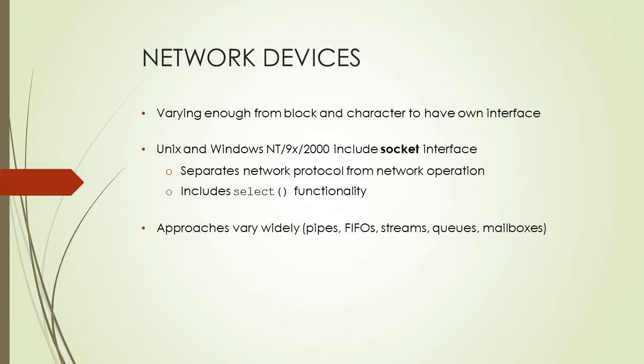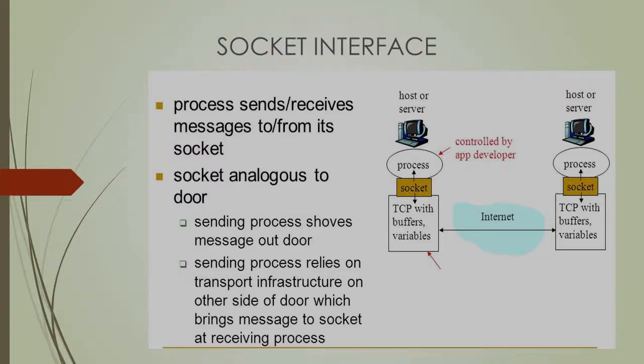Network devices are varied enough from block and character devices to have their own interface. Unix and Windows NT/9x/2000 include the socket interface, which separates the network protocol from network operation. It includes select functionality. Approaches vary widely: pipes, FIFOs, streams, queues, mailboxes. This is the socket interface.